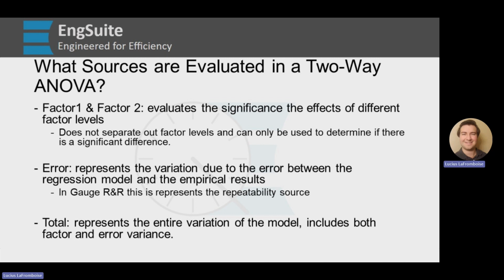Then error represents the variation due to the error between the regression model and the empirical results. As I mentioned before, in GRRs, this is the repeatability source. And then total just represents the entire variation of the model, includes both factor and error variance, and gives you an idea of what kind of variance is going on in the system overall.